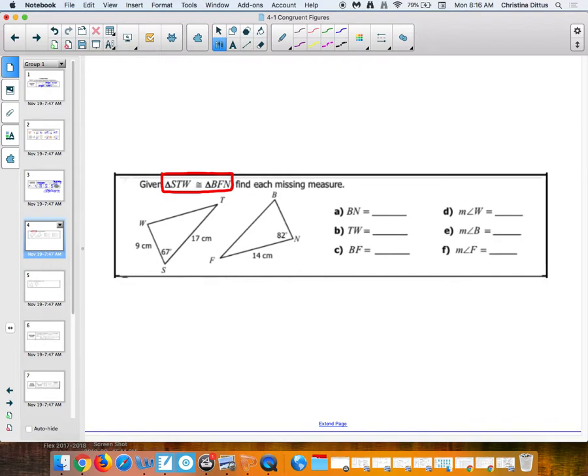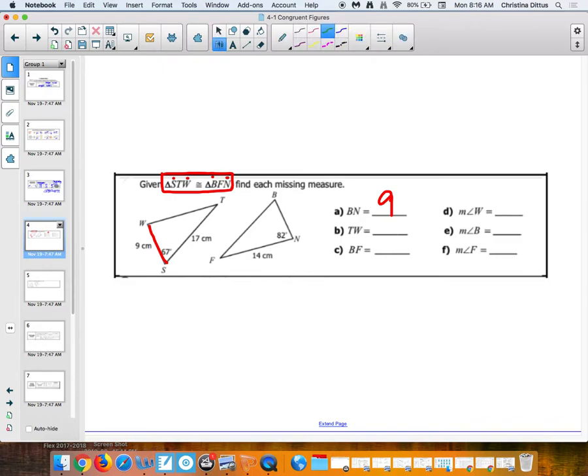Okay, let's look at BN. If I'm looking for BN, BN is my first and third letter, right? So it should match the first letter, third letter of my other one, SW. How long is SW? 9. So how long is BN? If they're congruent, it's got to be 9.